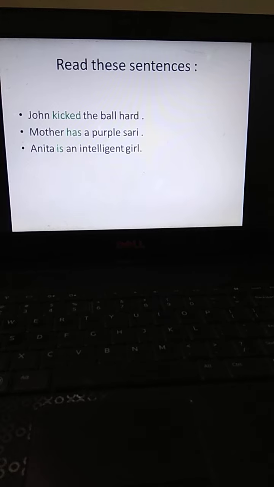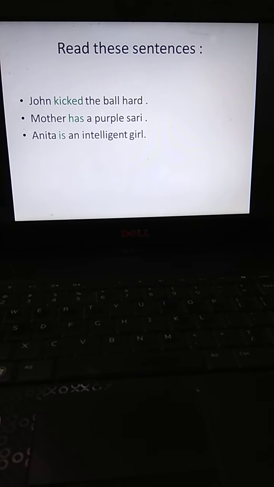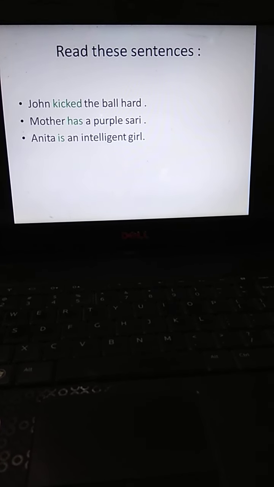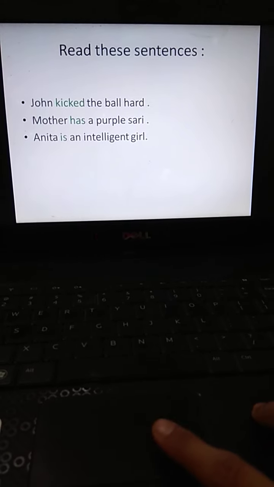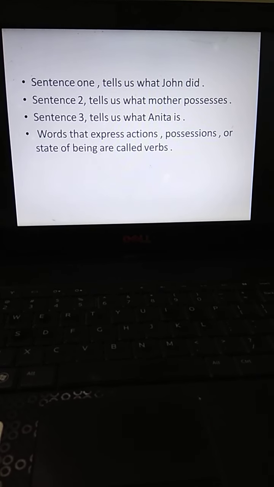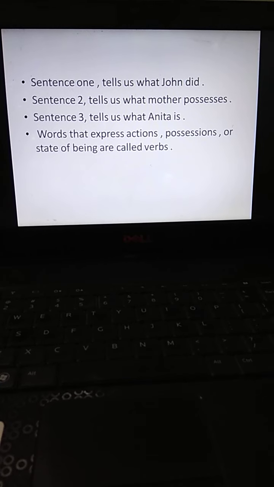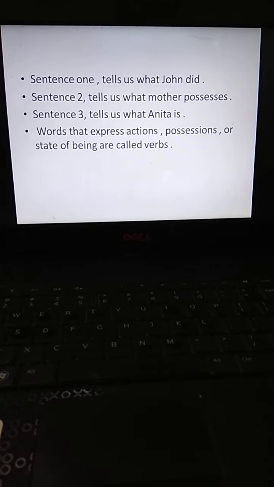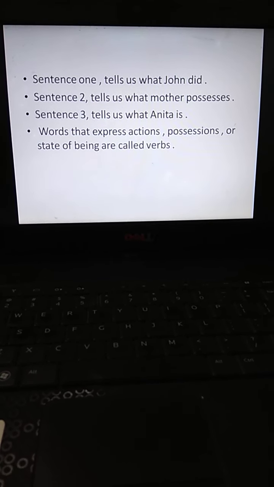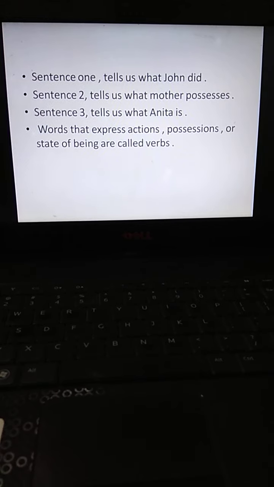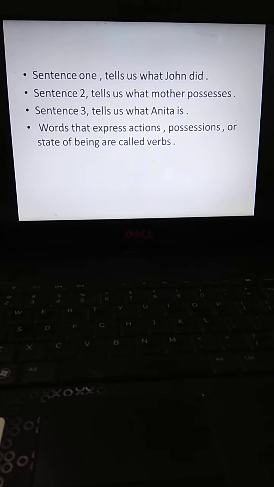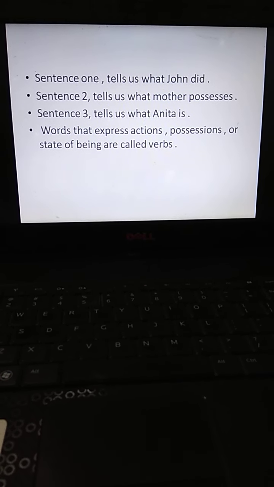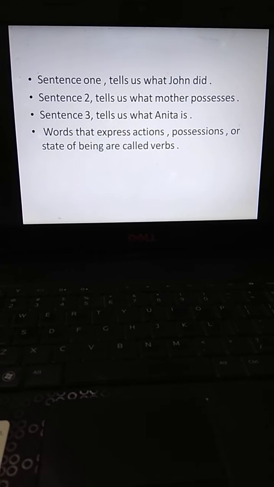For example, John kicked the ball hard. Mother has a purple sari. Anita is an intelligent girl. In these sentences, sentence 1 tells us what John did. Sentence 2 tells us what mother possesses. Sentence 3 tells us what Anita is. So, words that express actions, positions, or state of being are called verbs.